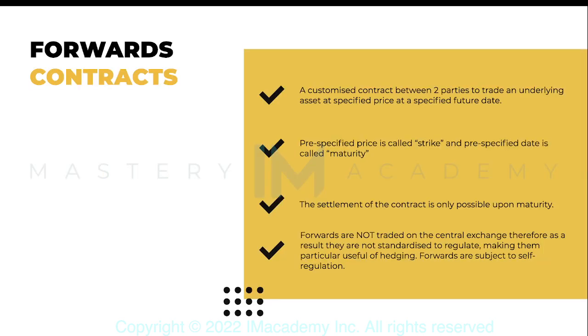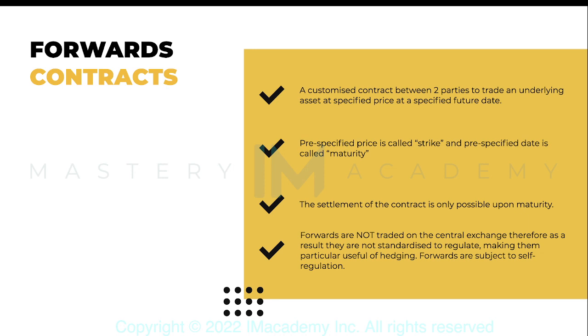Now let's complete the information about the forward contracts before. So the forward contract is a customized contract between two parties to buy or sell an asset at a specified price at a specified future date. Forwards, by the way, are not traded on a central exchange. Therefore, as a result of this, they are not standardized or regulated, making them particularly useful for hedging. So forward contracts are not regulated, they are customized. They can be customized to the preferences of the two parties of the contract.